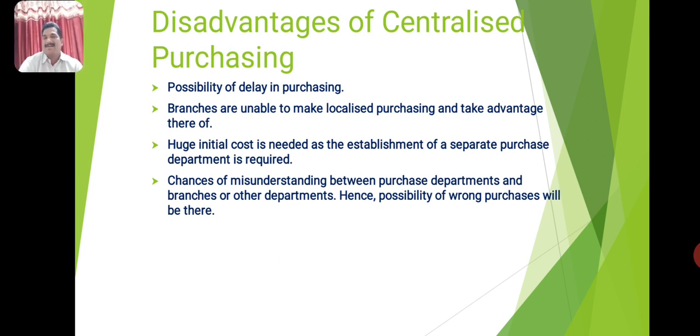So these are some of the limitations or disadvantages of centralized purchasing. That is, there is possibility of delay. Then the branches are not able to make their own localized purchases and take advantage. Then the organization has to incur a huge initial cost, as there is the establishment of a purchase department, and also there are chances of misunderstanding between the purchase department and other branches and departments of the organization, and that may lead to wrongful purchase. Okay, so these are some of the disadvantages. So that is about centralized purchasing, advantages and disadvantages.